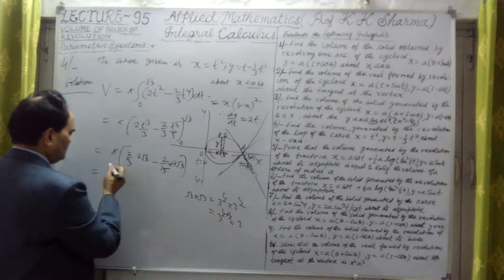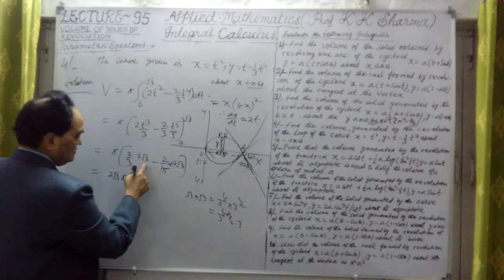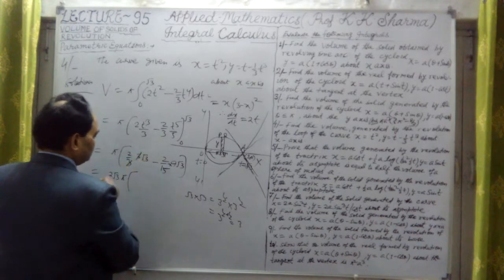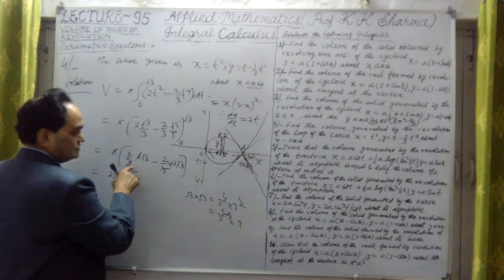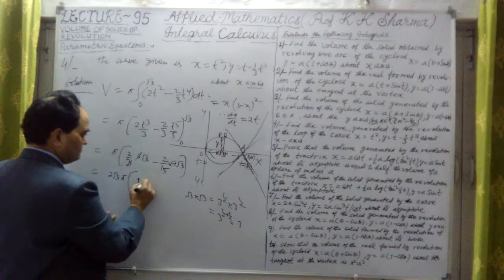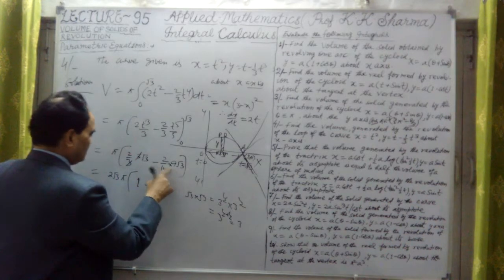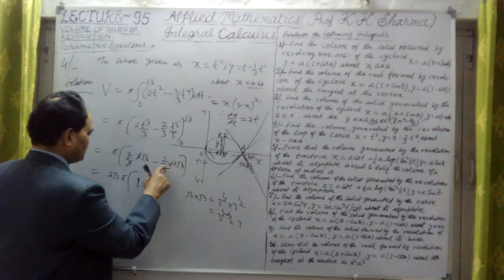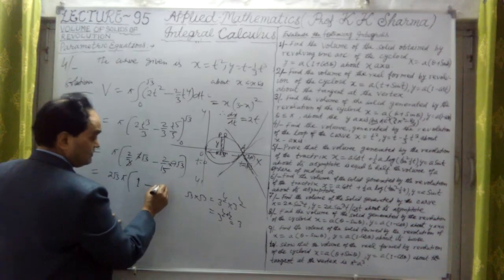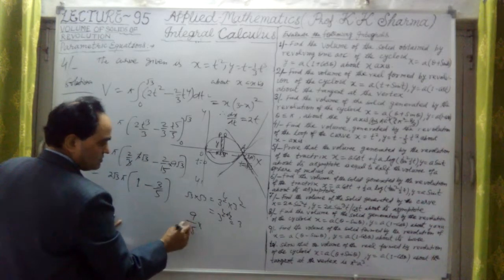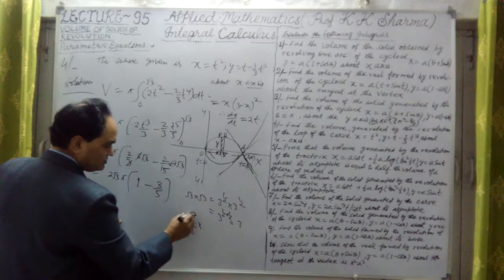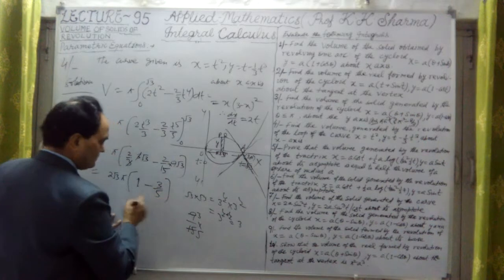Or let me just take only 2 root 3 common, that will be better. 2 root 3 into pi outside. Here the first 3 is cancelled out, so this is only 1 now. This is 3 root 3, and upon 3 it is only 1, first step. Minus sign. Now 2 root 3 we have taken outside, so it's 9 upon 15. It will be 3 by 5. Why? Because 9 upon 15, we can cancel by 3: 3 threes are 9, 3 fives are 15. So 3 by 5 it is.